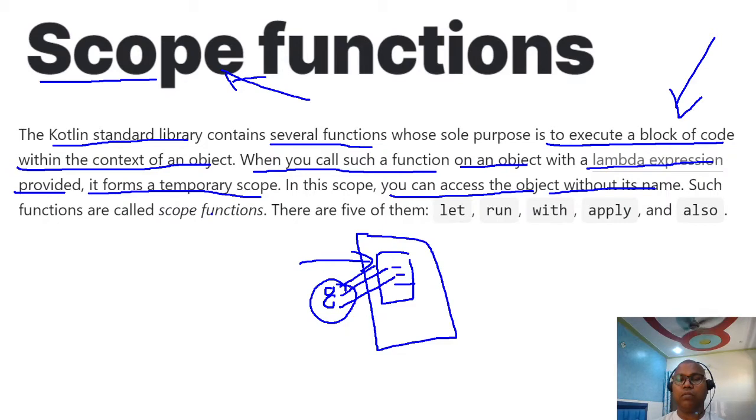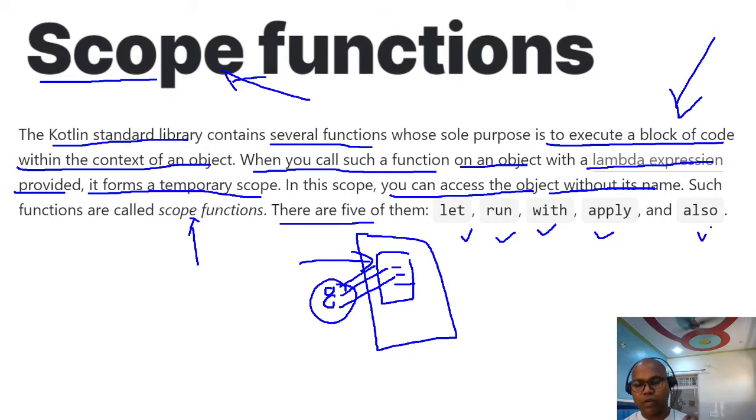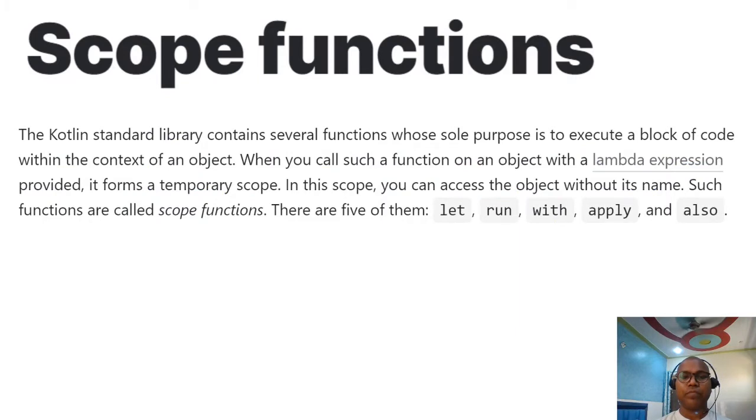In the Kotlin standard library, there are mainly five kinds of scope functions: let, run, with, apply, and also. So let us look at an example of how we write code without the let scope function and what kind of benefits we get if we use these scope functions.